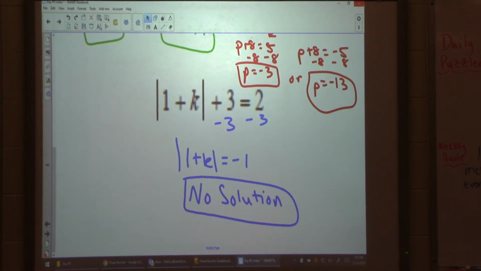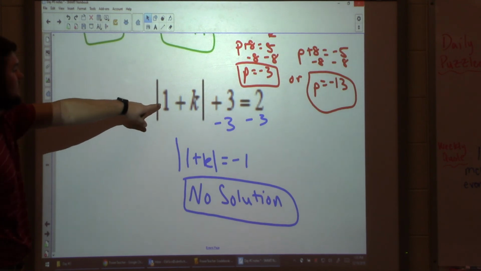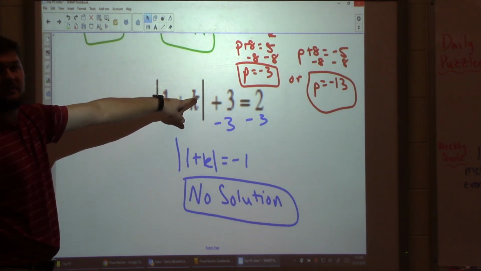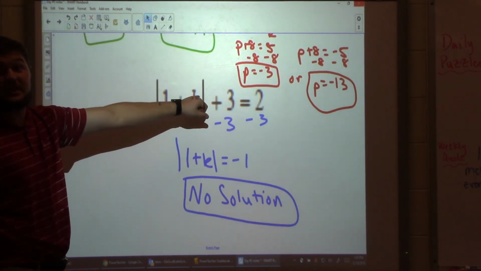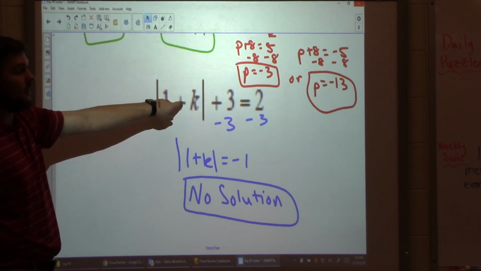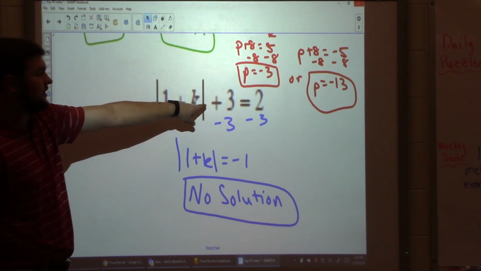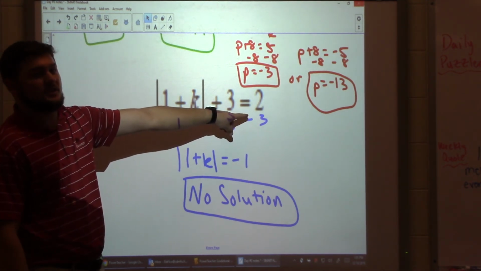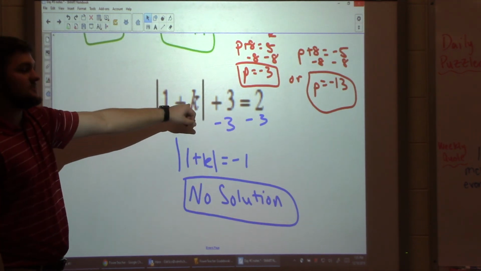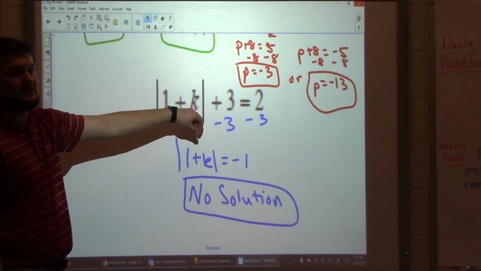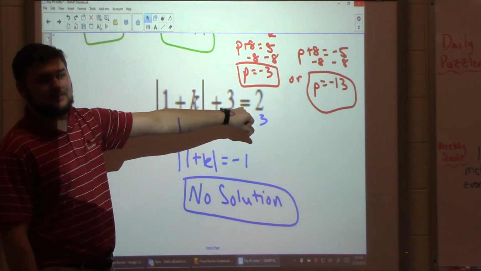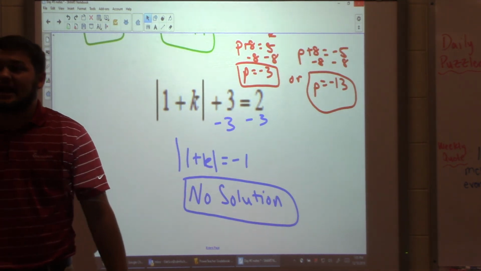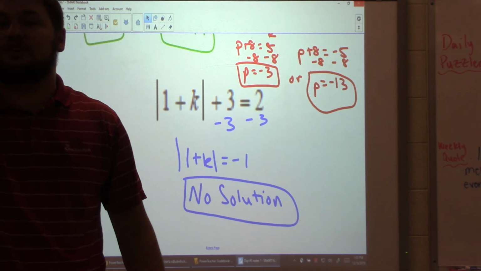Okay, hold on. What was one of your solutions? -2. 1 plus -2 is? -1. What's the absolute value of -1? 1. Plus 3 is? 4. Does that work? What was the other solution we got? 0. 1 plus 0 is? 1. Absolute value of 1 is? 1. Plus 3 is? 4. Does that work? No. Why is it no solution?